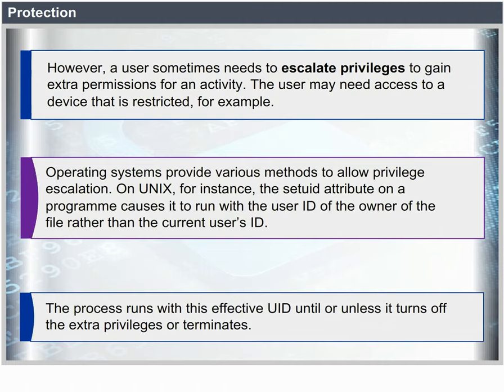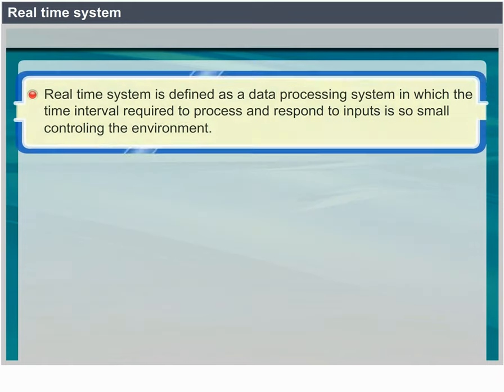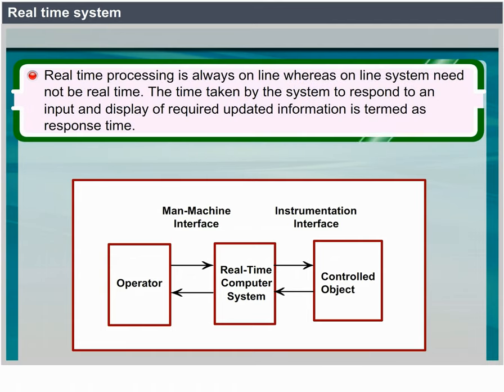Real-time system. A real-time system is defined as a data processing system in which the time interval required to process and respond to inputs is so small that it controls the environment. Real-time processing is always online, whereas an online system need not be real-time. The time taken by the system to respond to an input and display the required updated information is termed response time.